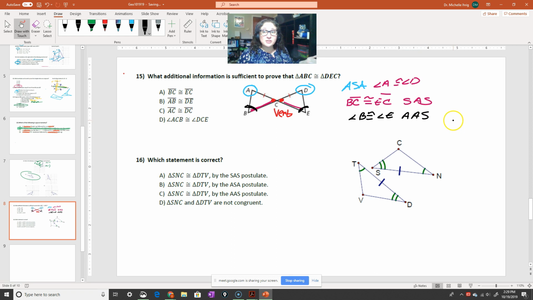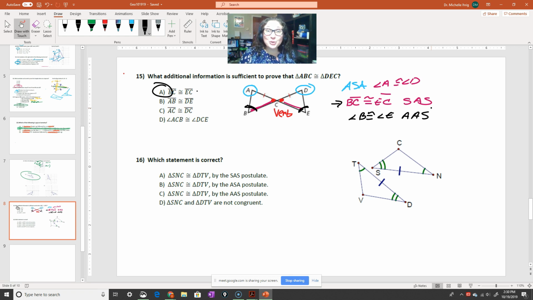So let's see what our options are. BC equals EC. Well, there you go. That was easy enough. It's not AB equals DE. That would be angle, side, side, or side, side, angle. AC equals DC. We already have that, so that's not an additional piece of information. And angle ACB is congruent to angle DCE. We already have because of vertical angles. So that's why it's got to be choice A.